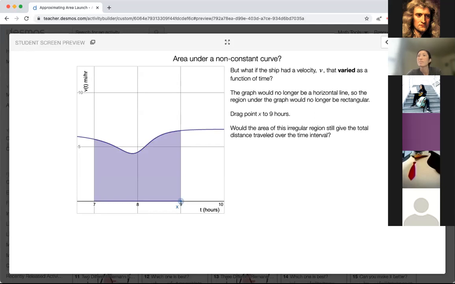Nice, nice. Okay. So I see a few people who say, yes, it will. And then I see a few people who say, no, it's not going to give us the distance traveled.